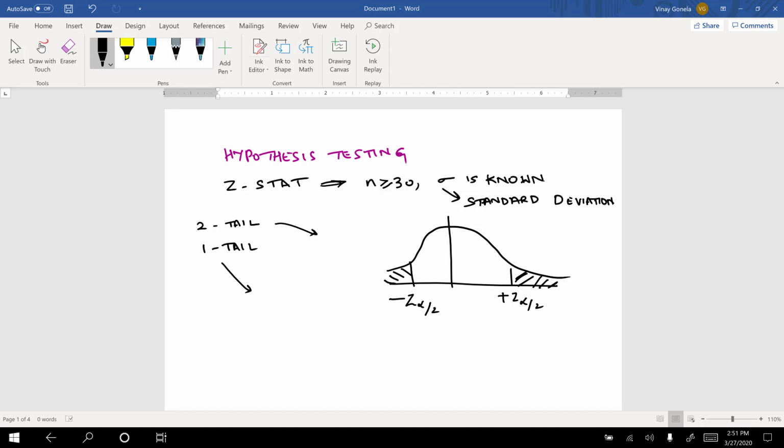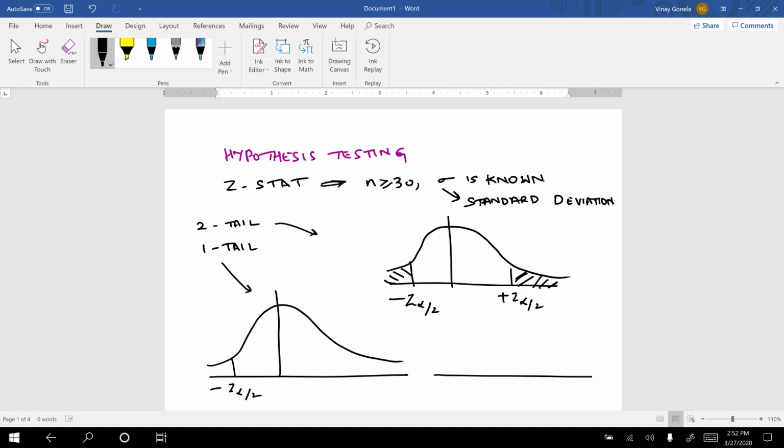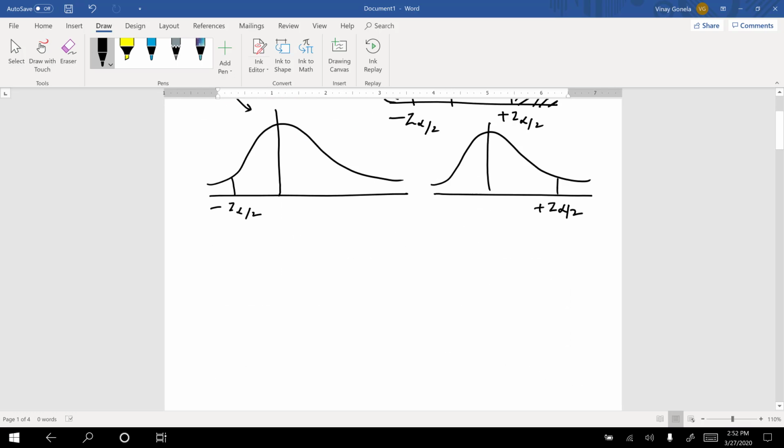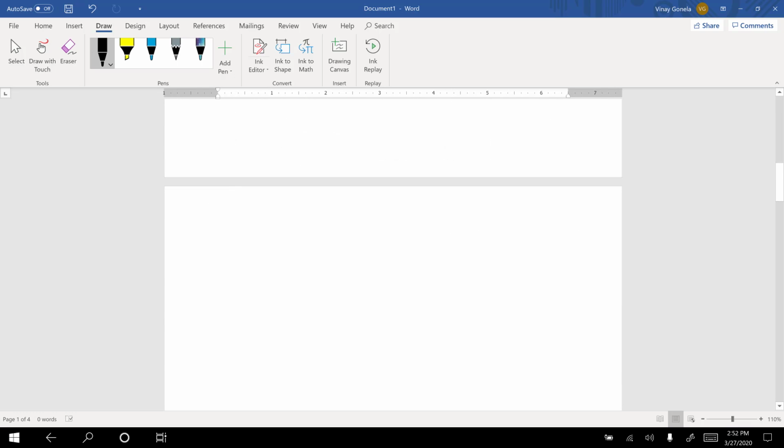For one tail, we will be only looking at one side of the curve. So this might be negative z alpha over 2. There is another situation, which is positive z alpha over 2, and we will be evaluating our hypothesis. So once I have this, I will now start with a two-tail problem and try to do hypothesis testing.